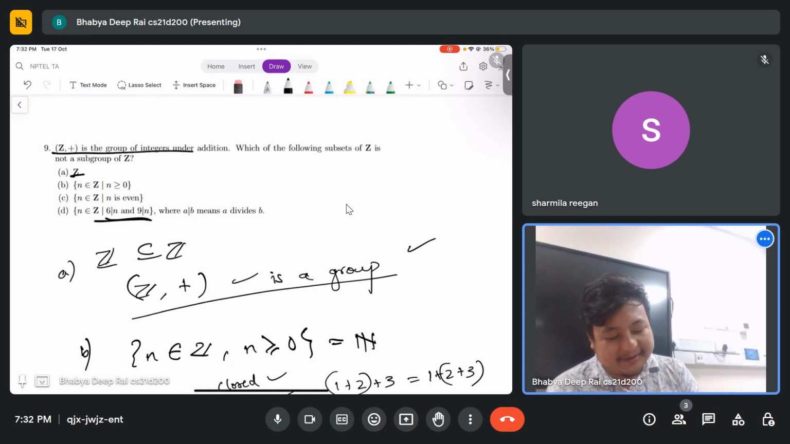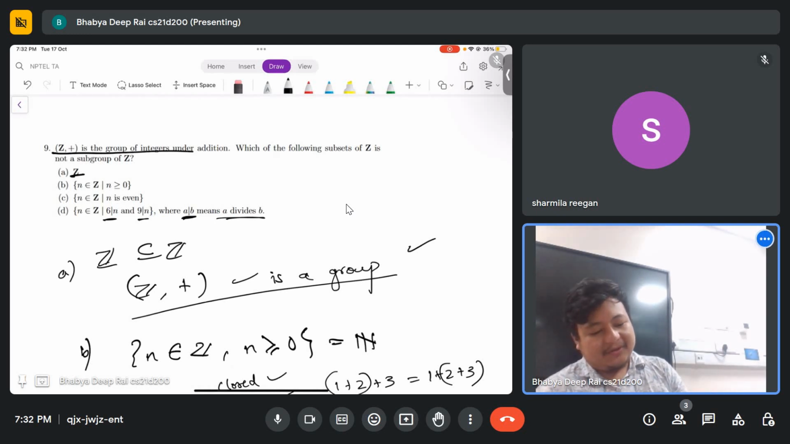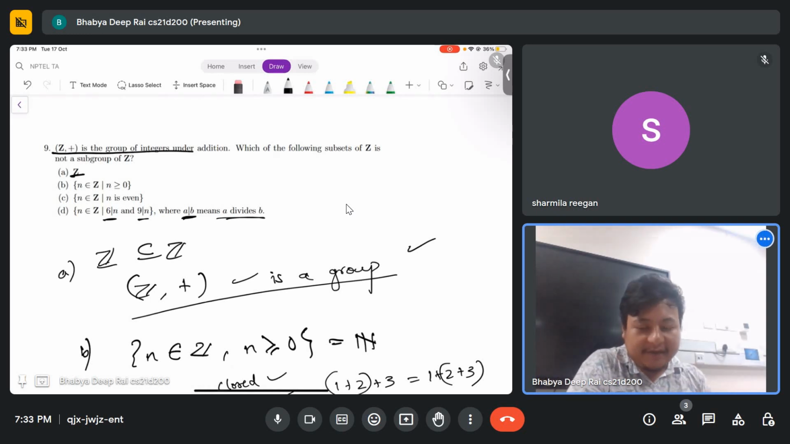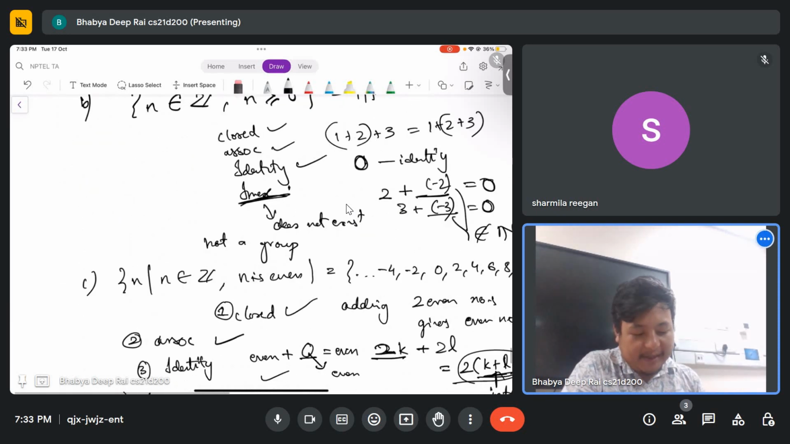Here it's the set of integers which are divisible by 6 and divisible by 9. This symbol A pipe B means that A divides B. What does it mean to divide something? It means it leaves the remainder 0. So does the set of such integers form a group? Check for closure, associativity, identity, inverse. If the four properties are satisfied, then it is a group. I'll leave it as an exercise.